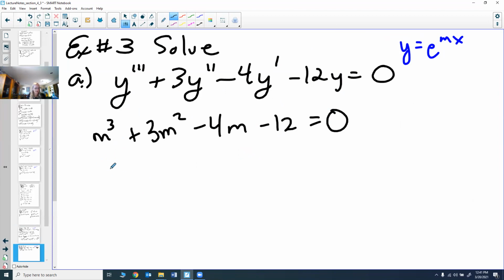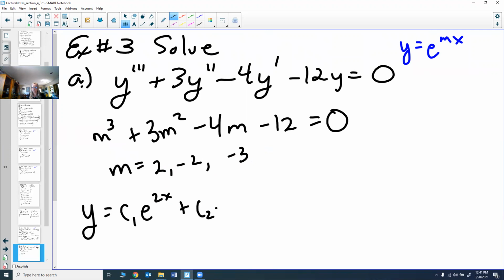And you get the answer, and m turns out to be 2, negative 2, negative 3. So given a third order equation, we should get 3 answers. We get 3 distinct answers. So that means my solution is y is equal to c1 e to the 2x plus c2 e to the minus 2x plus c3 e to the minus 3x. And you can use technology or whatever to solve these. Okay, so there's that one.